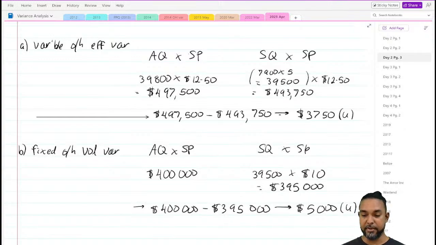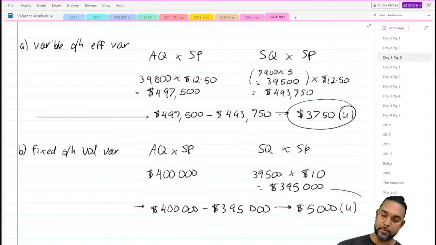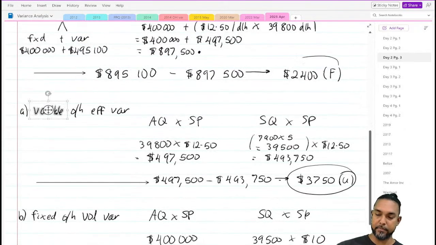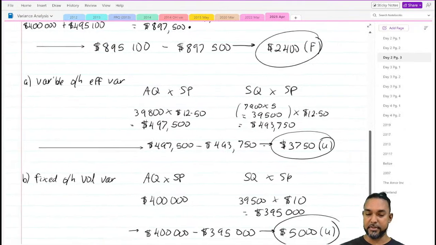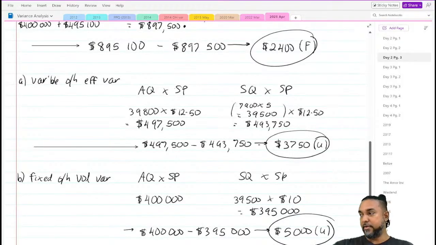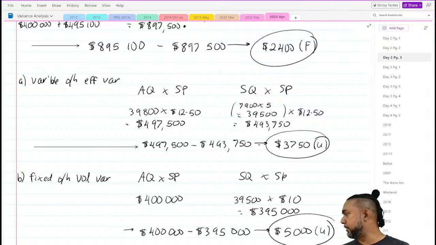Okay. And then the final thing we have to do, so let's just circle up our major figures there, is just add them together to get total overhead variances. So just do that quickly for me, and then we'll do that. Yeah, no problem, Trunika. That's fine.